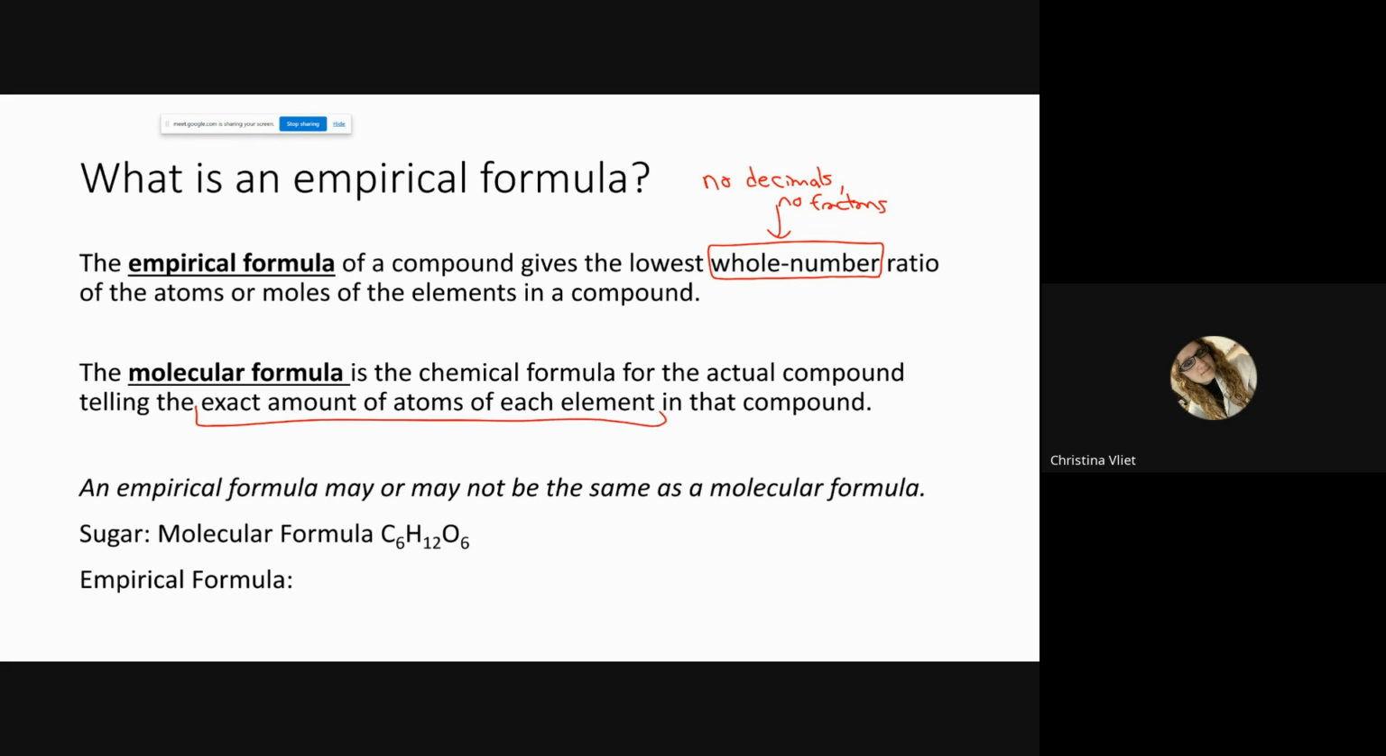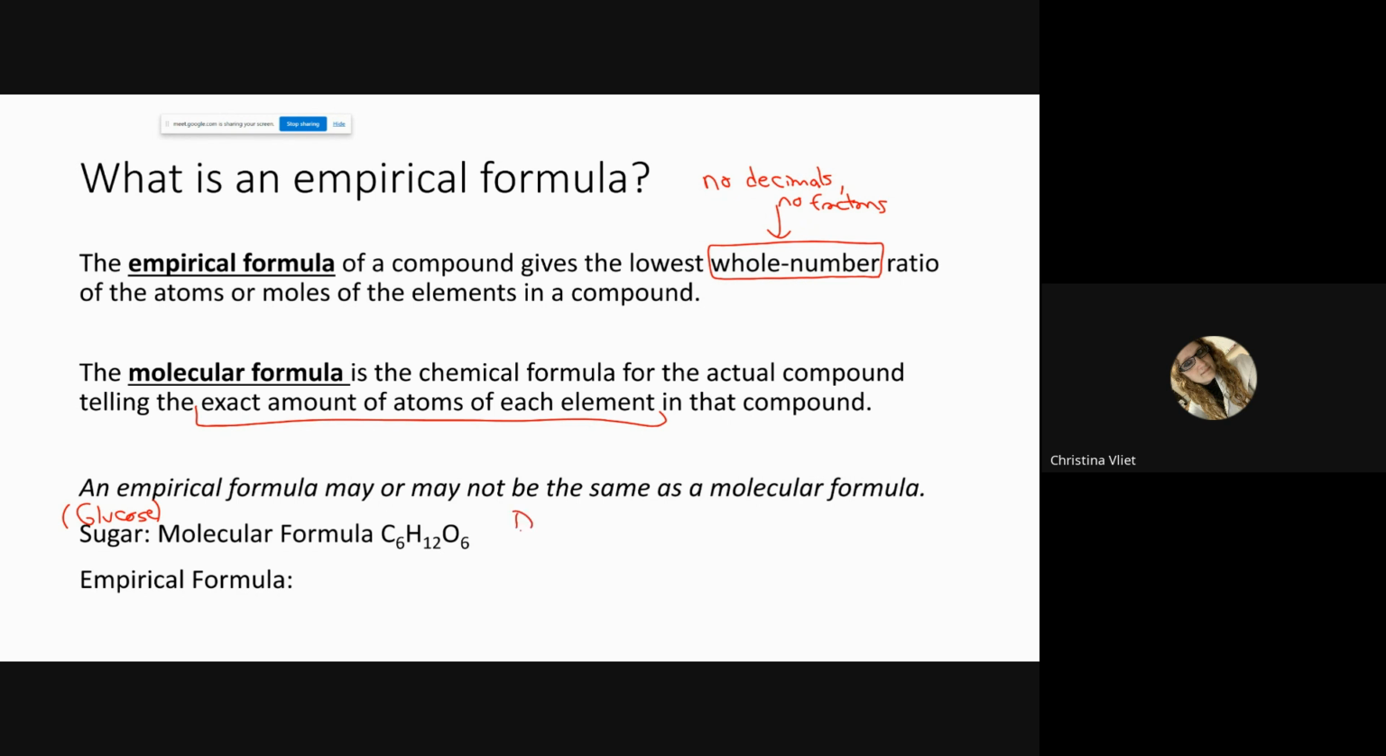And so I wanted to give you this example. It's a common one. This is glucose. That is the specific type of sugar here. Glucose has the molecular formula C6H12O6. But that's not its empirical formula. What would be the simplest ratio here of carbons to hydrogens to oxygens? Can you figure it out? What would you do? Not CHO. Close. CH2O.